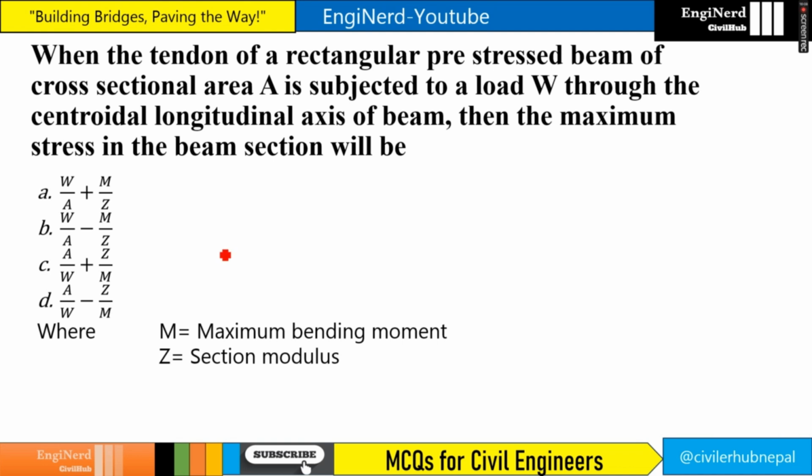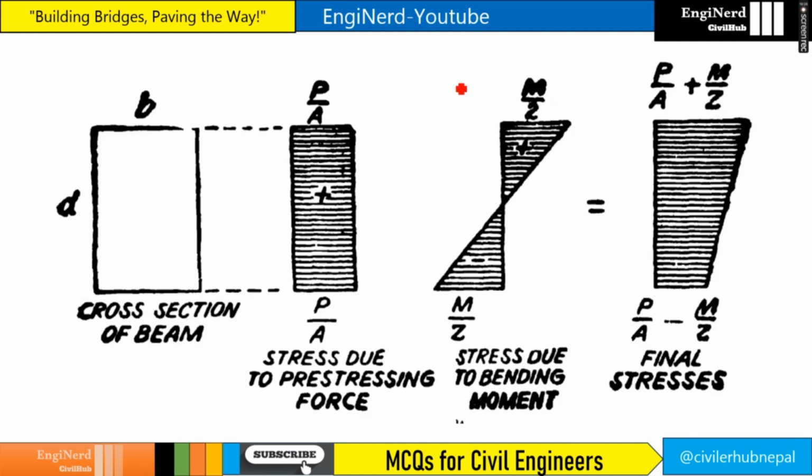When the tendons of a rectangular pre-stressed beam of cross-section A is subjected to the load W through the central longitudinal axis of the beam, then... this seems to be missing something here. But according to the options, the answer will be as follows. If this is the cross-section of the beam, and P is the pre-stressing force, you can see the stress due to pre-stressing force is uniform, right?